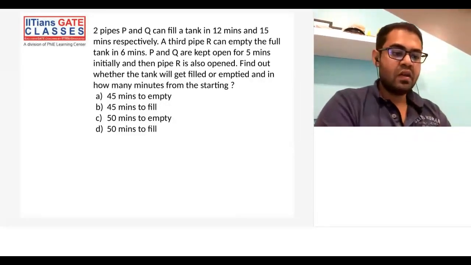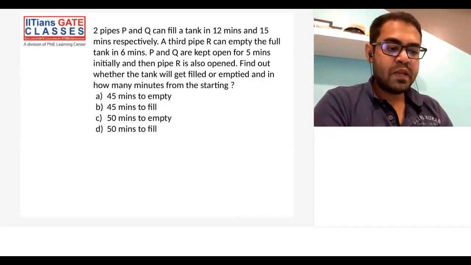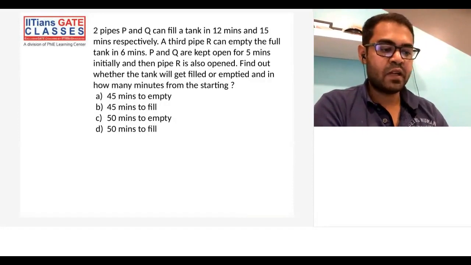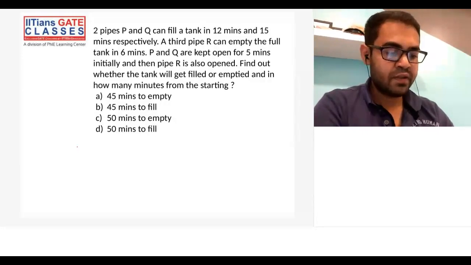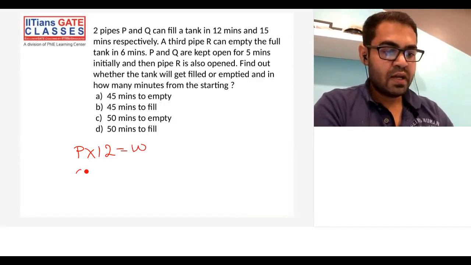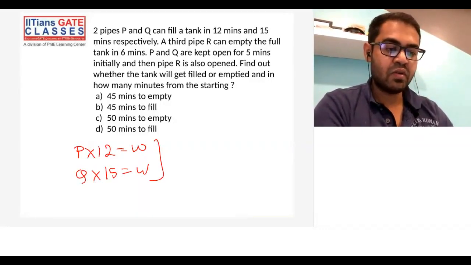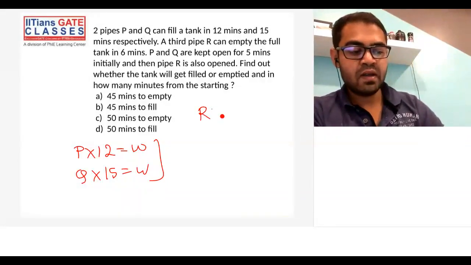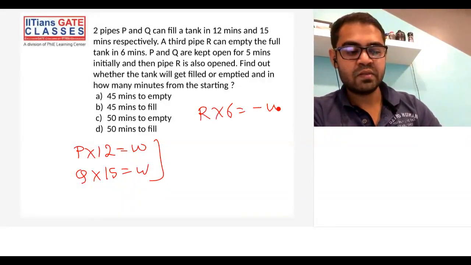They are saying two pipes P and Q can fill up a tank in 12 minutes and 15 minutes respectively. So again, without thinking any further, I'll just write the equation: P times 12 is equal to W and Q times 15 is equal to W. A third pipe R can empty the full tank in 6 minutes.